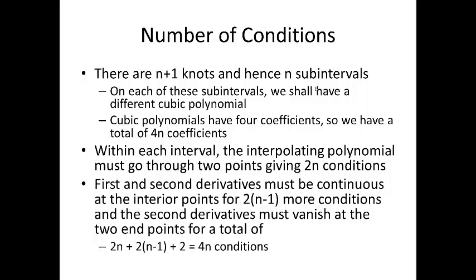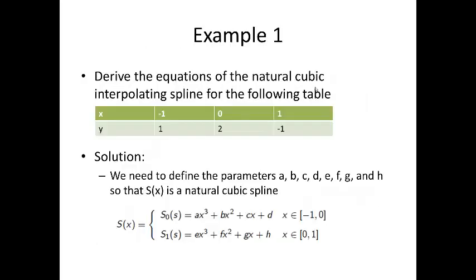Let's take a look at an example. So here what we want to do is derive the equations of the natural cubic interpolating spline for the following table. So minus 1, 1, 0, 2, and 1, 1. What we need to do is define parameters a, b, c, d, e, f, g, and h so that s of x is a natural cubic spline. And it's going to have this form.